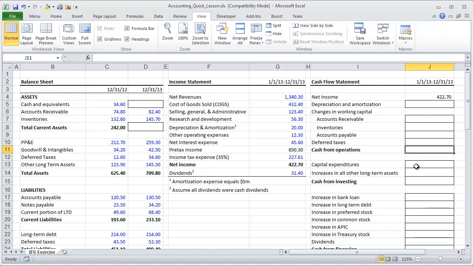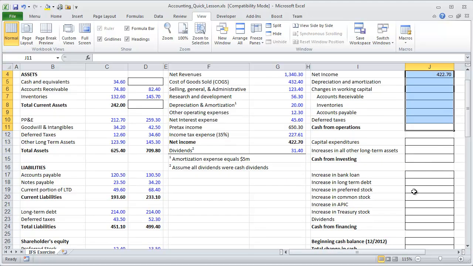In addition to that, there's the recognition that not all cash inflows and outflows are associated with operations. I could have certainly made some capital expenditures. I could have acquired businesses. I could have taken on loans. I could have issued stock. Those don't necessarily qualify as cash from operations. They qualify as cash from investing and financing activities.